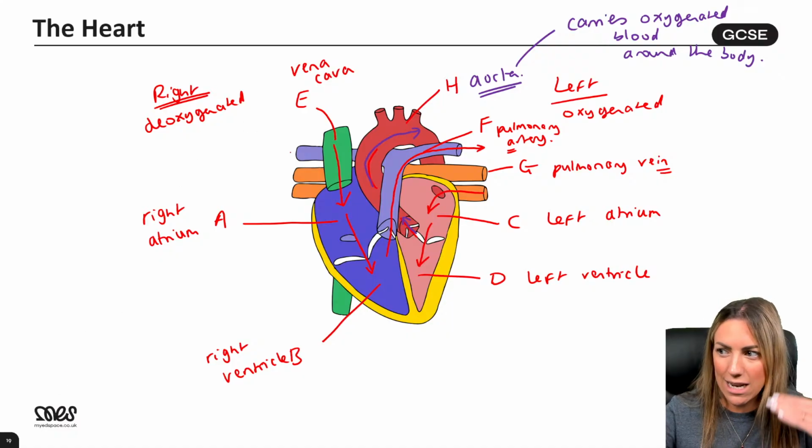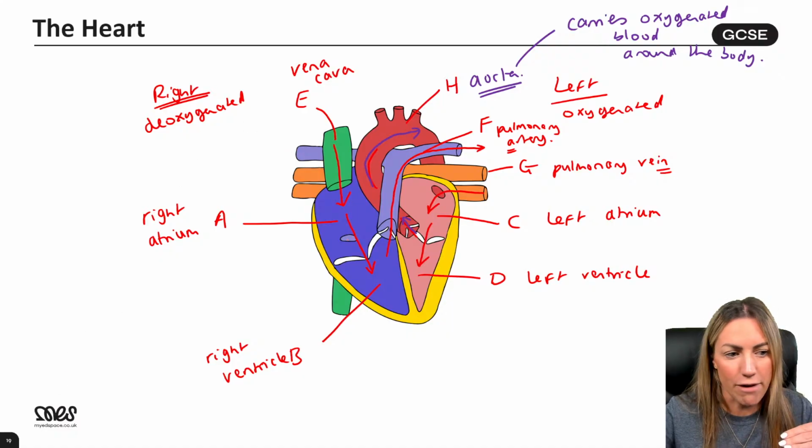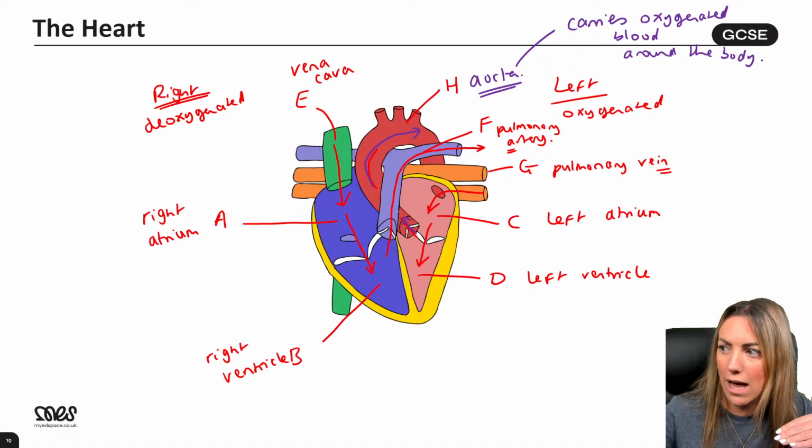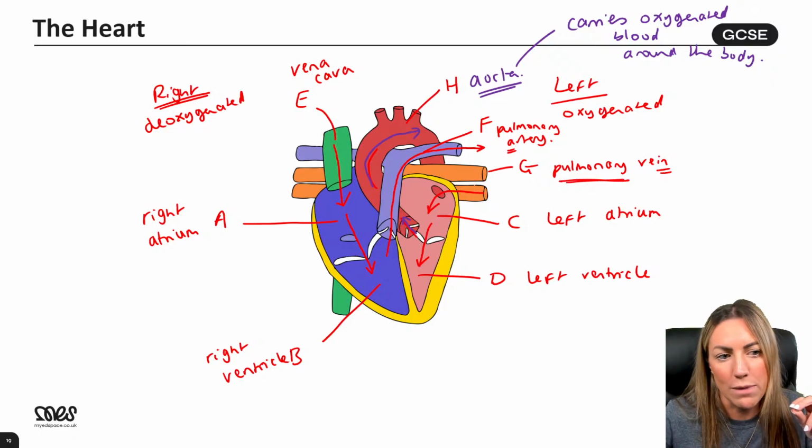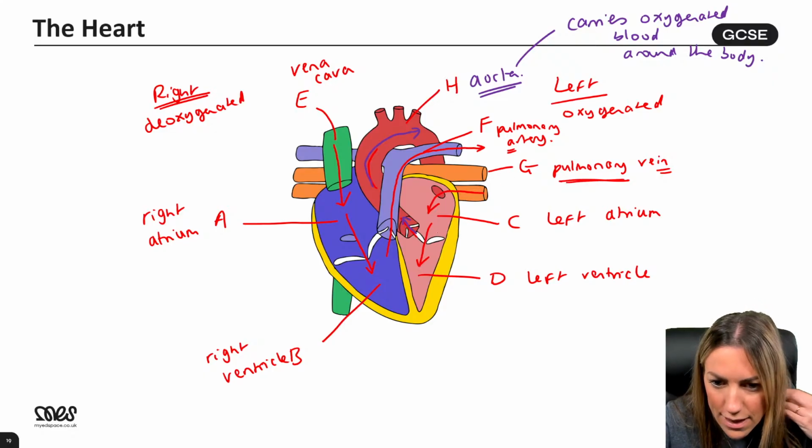So it's going in through the vena cava, into the right atrium, into the right ventricle, and then to the lungs in the pulmonary artery. There it gets oxygenated, and then it's coming back in the pulmonary vein, into the left atrium, left ventricle, and then out through the aorta.